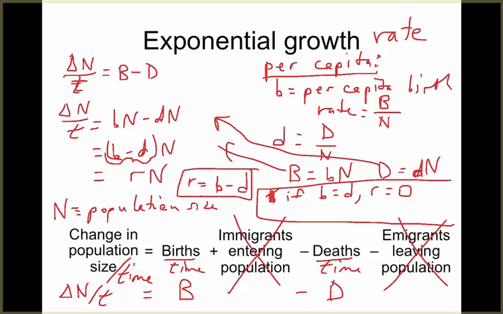equals 0. It also means the change in population over time is also equal to 0, because delta n over delta t is simply equal to r times the population. So regardless of how large or small the population is, if birth and death rates are exactly canceling each other out, then there's no change in the population. It stays the same.